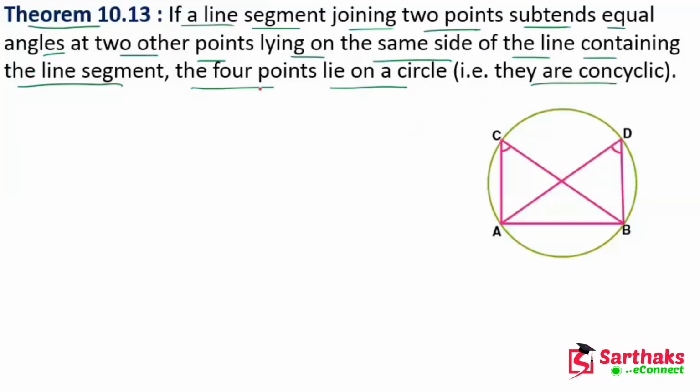Now let's suppose we have a circle like this, and we have a line AB. With the help of this line, two angles are subtended, angle C and angle D, and these two angles are equal. So these 4 points lie on the circle. We have to prove this.